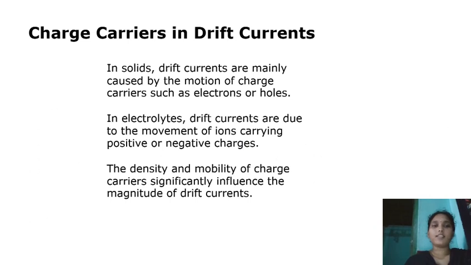And next, charge carriers in drift currents. In solids, drift currents are mainly caused by the motion of charge carriers such as electrons or holes. In electrolytes, drift currents are due to the movement of ions carrying positive or negative charges. The density and mobility of charge carriers significantly influence the magnitude of drift currents.